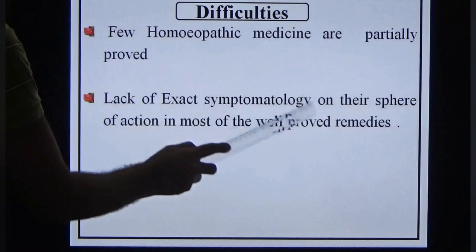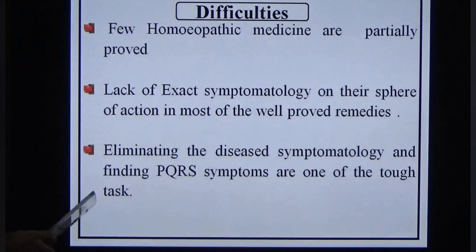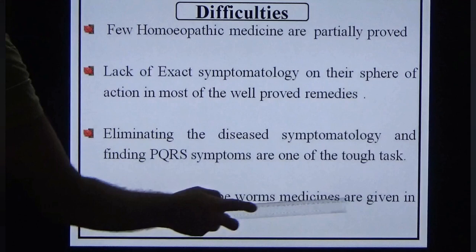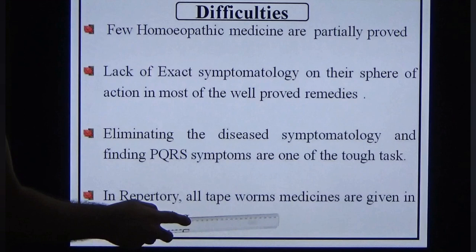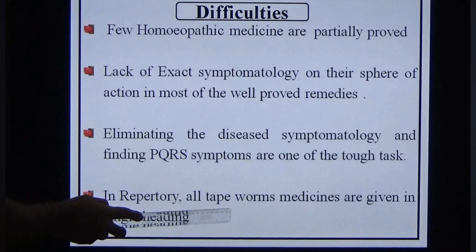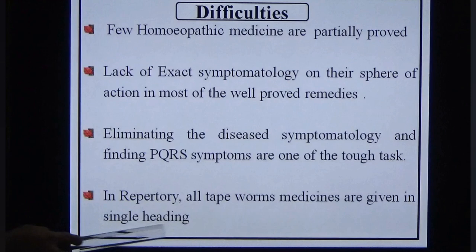Third, eliminating the disease symptoms and finding the PQRS symptoms is one of the toughest jobs in clinical practice. This is very difficult, but if you go for practice, then it will be very easy. The last one, very important, is that in the repertory all the tapeworm medicines are given under a single heading. Even though there are so many tapeworms, we studied in the last class that there are 6 tapeworm types, all the tapeworms are presented under the single heading. There is no division for hydatid worms or other worms. Maximum is given only for Taenia worms. Other worms are not mentioned in the repertory. So that is also one of the difficulties.